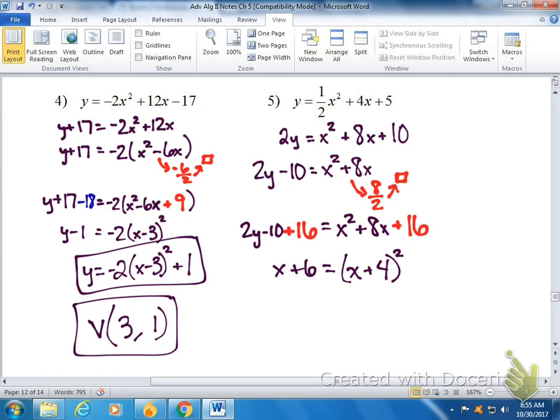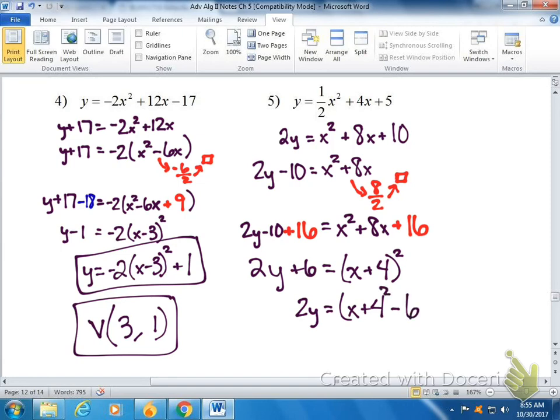Oops, I have a typo. Hold on a second. That should be y plus 6. And now solve for y, get it in vertex form. Oh wait, time out. I corrected my mistake and didn't put 2y. So now we have 2y equals the quantity x plus 4 squared minus 6.